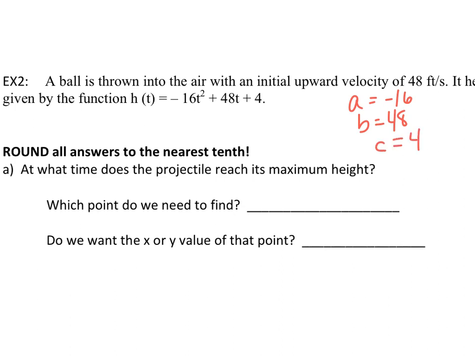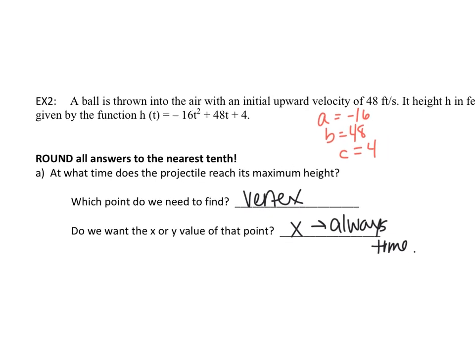The first part of the question is asking me, what time does the projectile reach its maximum height? So whenever I deal with time, we want to look at our x value, because that is always time. Which means that we need to be looking at our vertex. So whenever we do this question, we simply just find our axis of symmetry.